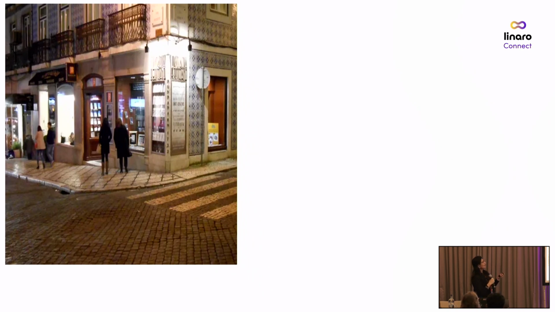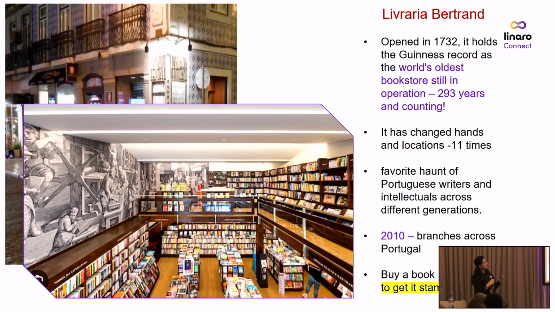Yes, yes. So this is actually the oldest operating bookstore in the world. It was opened in 1732. It started basically to attract Portuguese intellectuals and people wanting to come together and write things. In 2010, it opened many branches across Portugal, but this continues to be the oldest bookstore, and that's in Lisbon. So if you are a book lover, happen to go to that store and buy a book, don't forget to get it stamped where it says that you've purchased it from the oldest bookstore in the world.